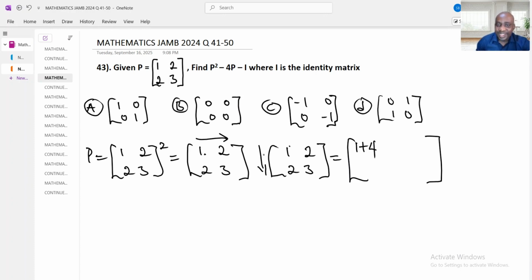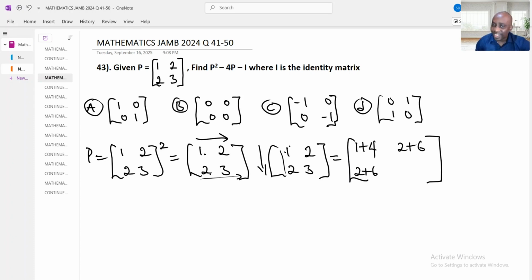Now I'm through with that one. Let me go to the next column. 1 times 2 is going to give me 2. 2 times 3 is going to give me 6. Now I'll come down to the second row. I'll start from the first column again. The first one, 2 times 1, that is 2. 3 times 2, that will give me 6.